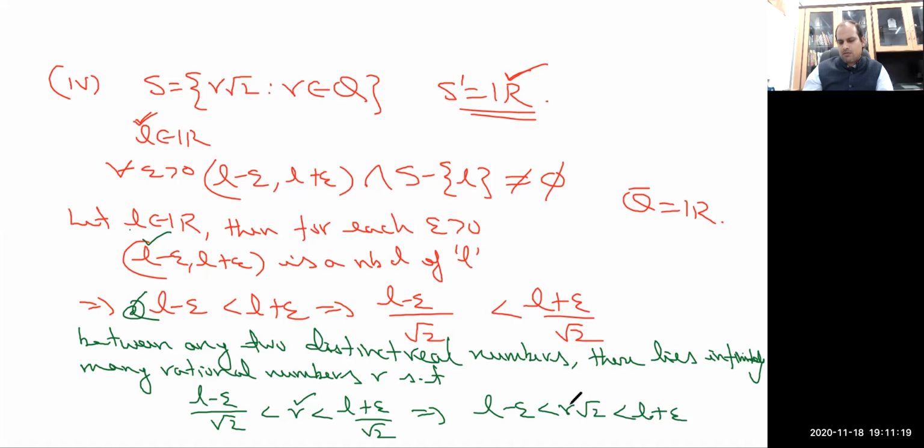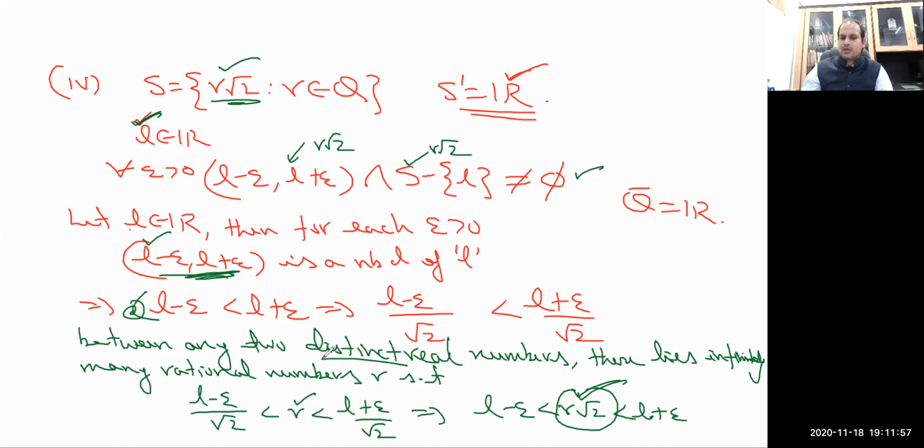So one can see from here that every neighborhood of this L, that is L minus epsilon, L plus epsilon, will contain infinitely many members of the type R root 2, and already in set S we have the elements of the type R root 2. So this is the reason why its intersection is non-empty. Because L is arbitrary, one can see that its derived set is the whole of R. That is, every real number is going to be its limit point.